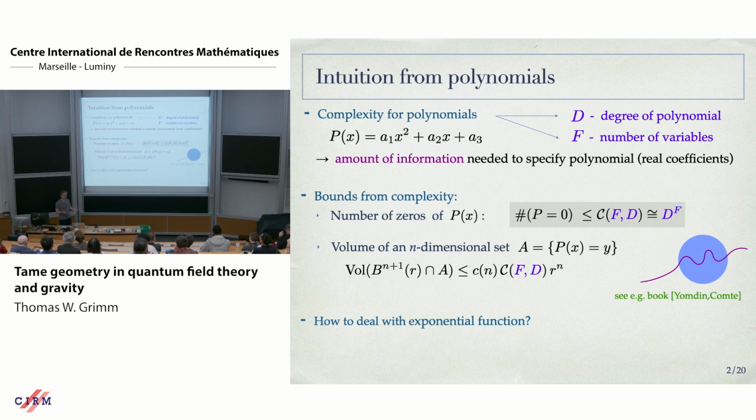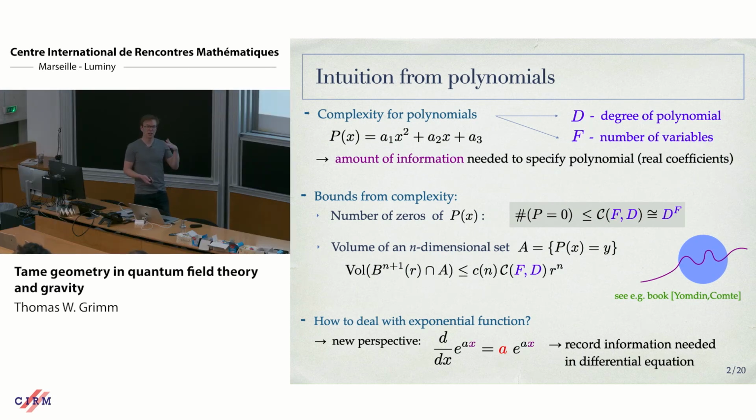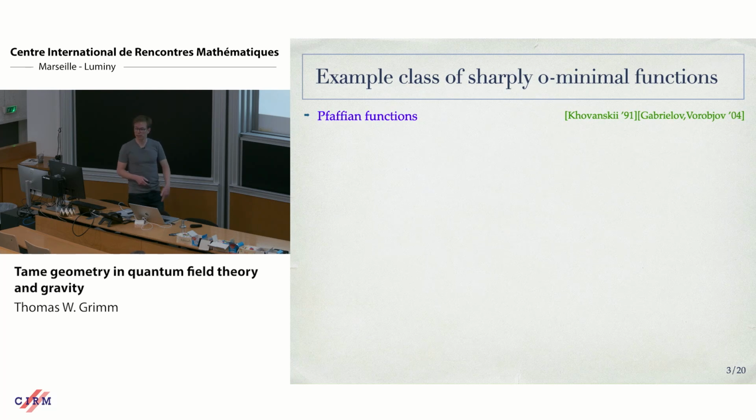Well, the exponential function is the sum of infinitely many polynomials, so that doesn't mean that it has an infinite amount of information, but rather we define it using a differential equation. So then what one does instead is one records the amount of information in the differential equation. So how many real coefficients do I need to specify to define the differential equation for the exponential function? So then one can generalize this quite significantly. And in fact, one can go far beyond just the exponential function to so-called Pfaffian functions.